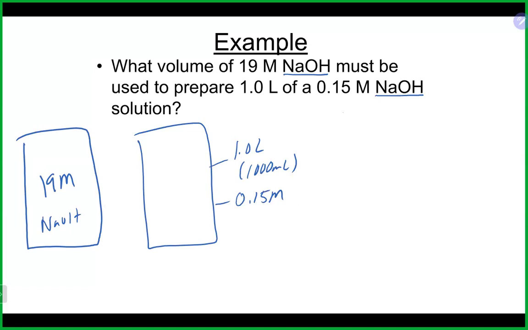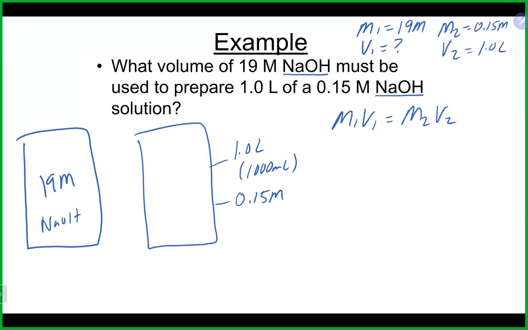So this is going to be our dilution equation: M1V1 is equal to M2V2. Does it really matter which ones you call the ones and the twos? It really doesn't, as long as you keep the numbers that go together. In most cases, the more concentrated one is going to be our ones. So M1 in this case would be 19. V1, we actually don't know. M2, which is the more dilute solution, is 0.15, and V2 is 1 liter.